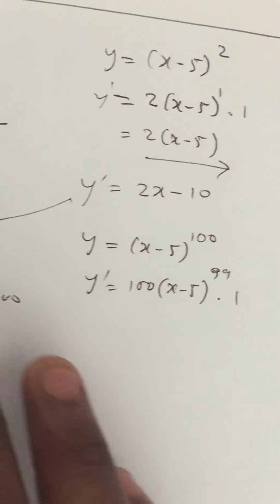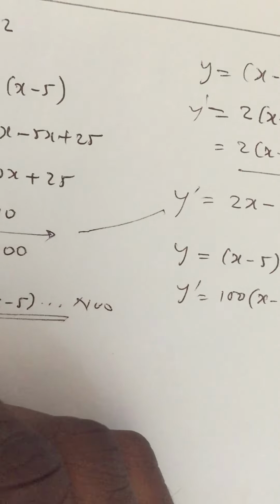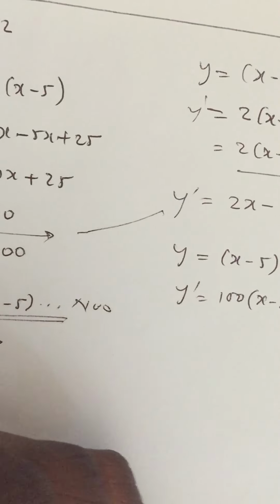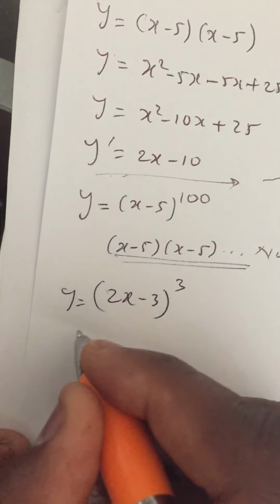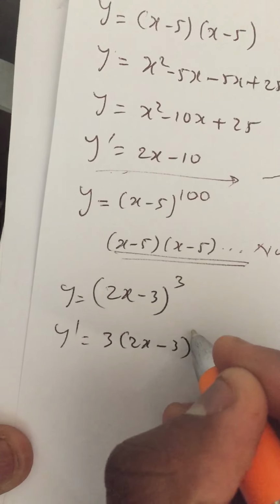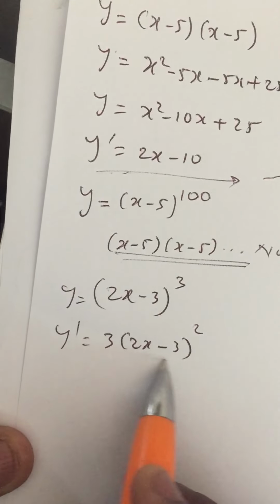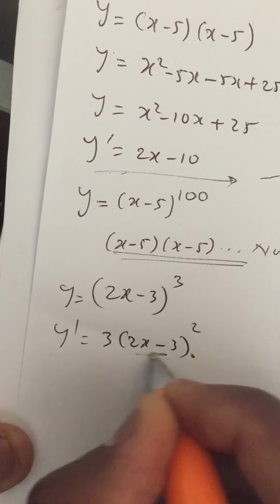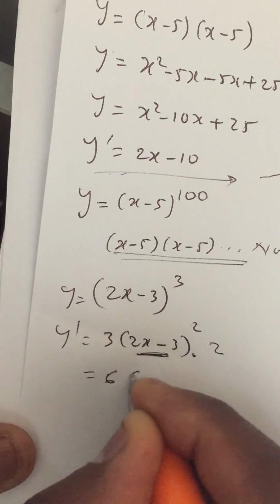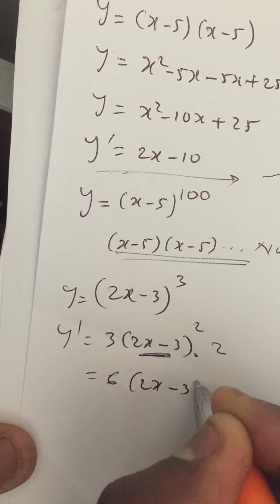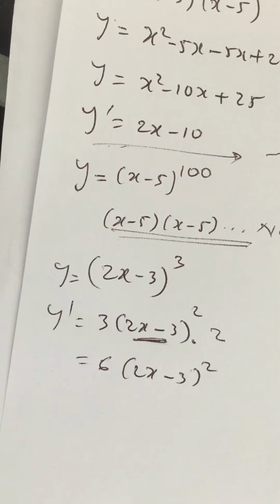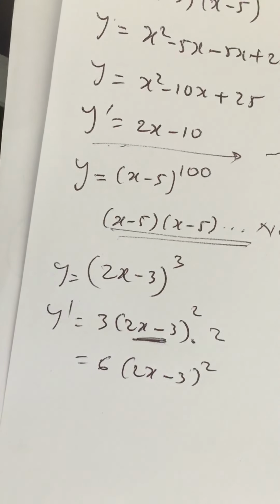So let's get another example. For instance, I have y equal to (2x minus 3) to the power 3. So this will give me y prime equal to 3 times (2x minus 3) to the power 2. But then I go inside the function and differentiate the inside function, which gives only 2 here. So my final answer will be 6 (2x minus 3) squared. There we go. All right, good. Now let's check another example quickly.